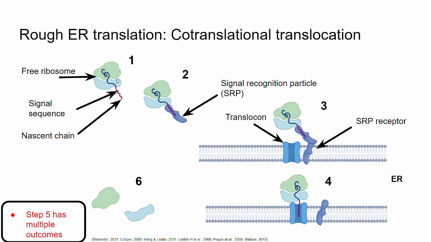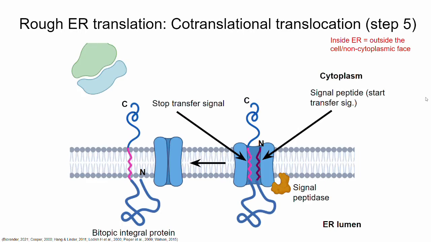So again, let me give you the simple example. The signal sequence is like a location. So once the protein produces the location, the Uber, the SRP, will go, okay, and recognize this location signal, and it will take the whole complex to its destination, which is the ER.